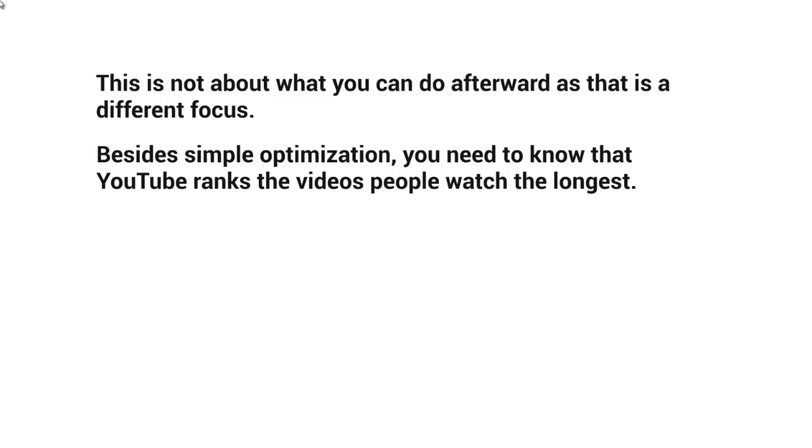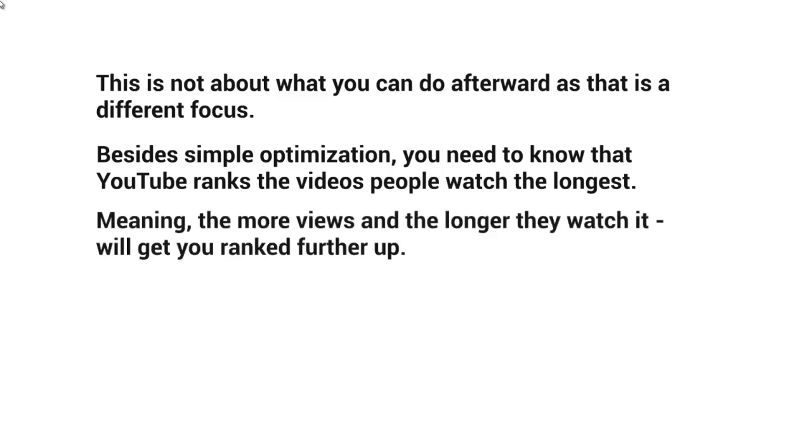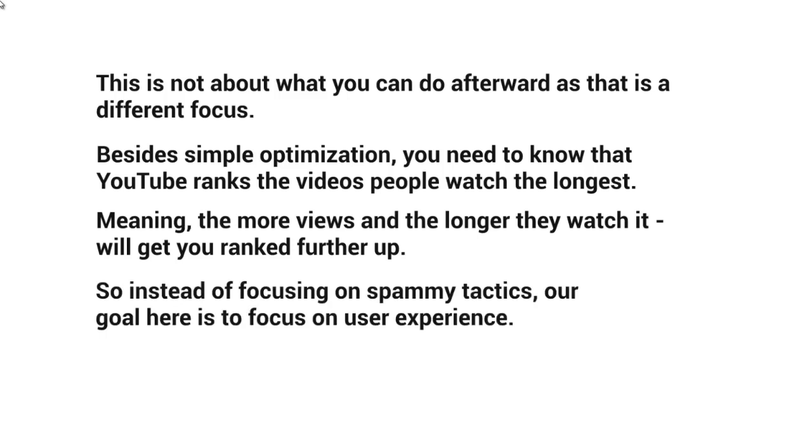So they really look at how long people watch the videos as a whole. Meaning the more viewers and the longer that they watch, that will get you ranked further and further up. So instead of focusing on spammy tactics, tons of backlinks, and all of that, our goal here is to really focus on the user experience.